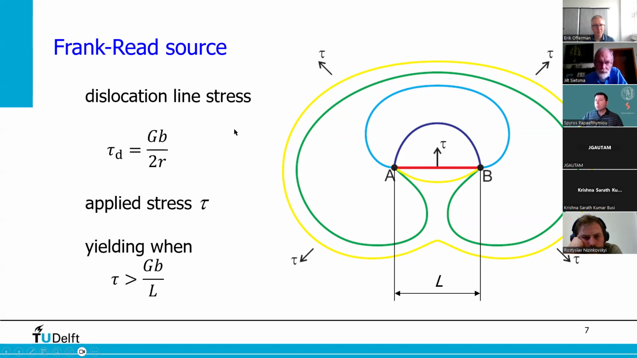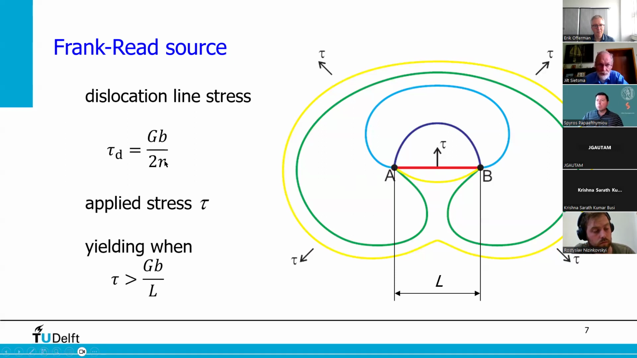This whole behavior is related to the so-called dislocation line stress, the fact that the dislocation itself tries to oppose the applied stress, because when it's bowing out from this red state, it gets longer, and getting longer means a higher defect energy, and therefore you get a stress to push it back to go to lower energy again.